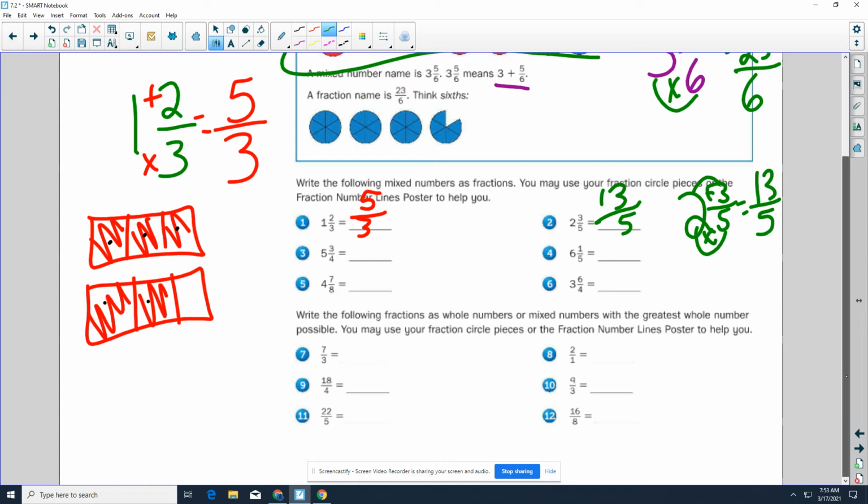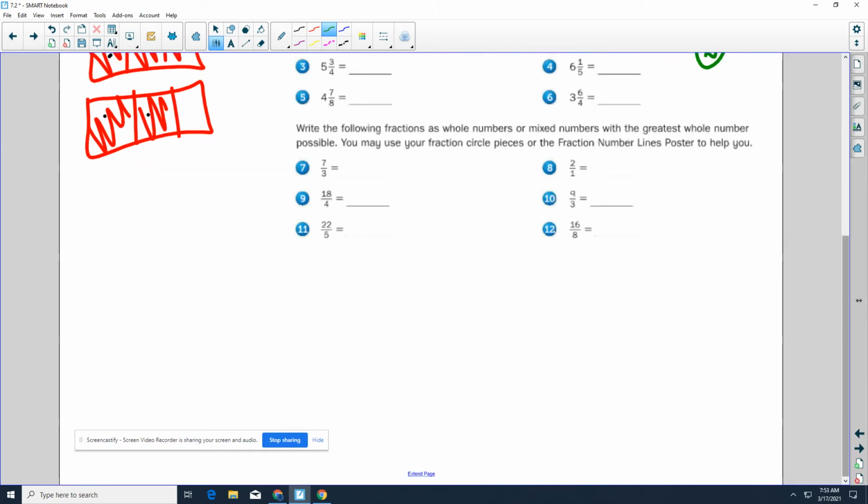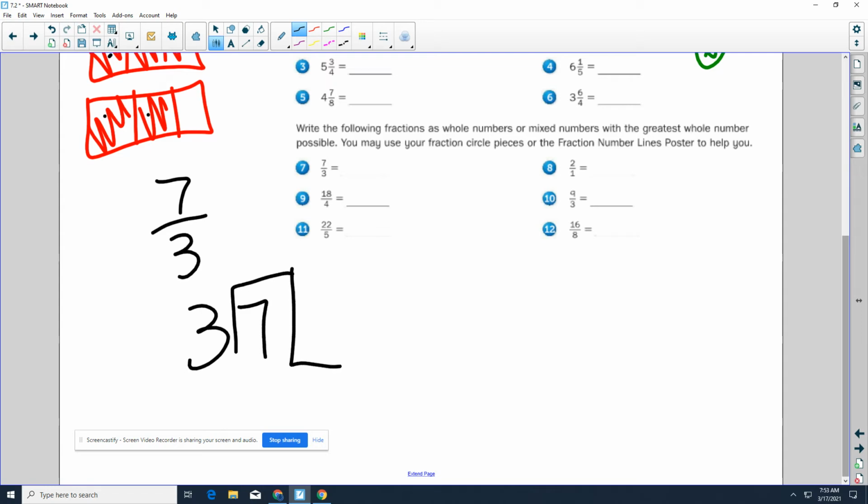And then at the bottom, what you want to do is it says write the following fractions as whole numbers and mixed numbers with the greatest whole number possible. So you remember fractions can actually be read as division. So if we look at 7/3, really all I'm doing is saying 7 divided by 3 and writing my remainder as a fraction. So I know 2 times 3 is 6. When I subtract, I get 1. And so I have 2 1/3 left over.